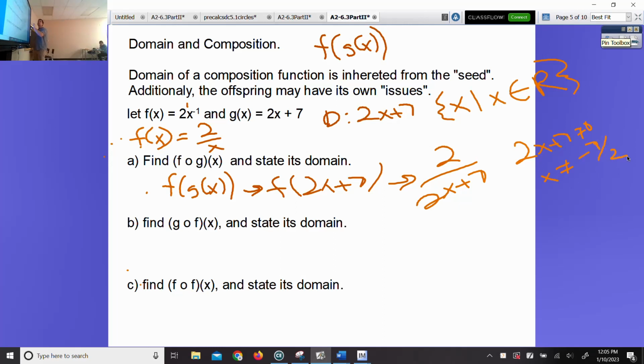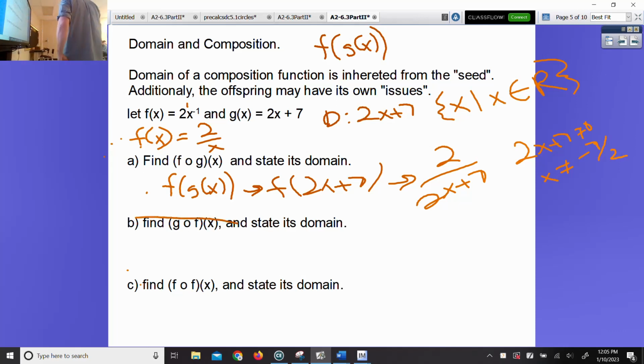All right. See, it inherited from dad the ability to be everything. But on its own right, there's one thing it couldn't be. Negative 7 over 2. It got everything from dad except this one unique thing. Domain is inherited from the seed, but then you've got to look and see what happens. We're not going to do f of g, we're going to do f of f.